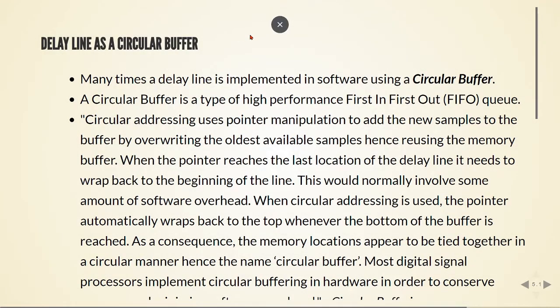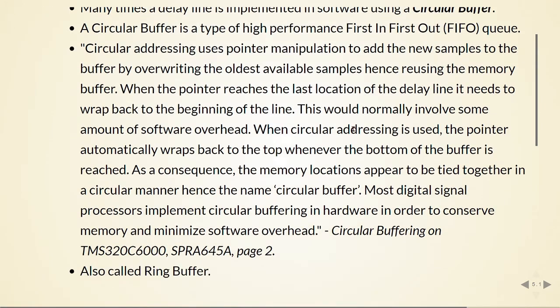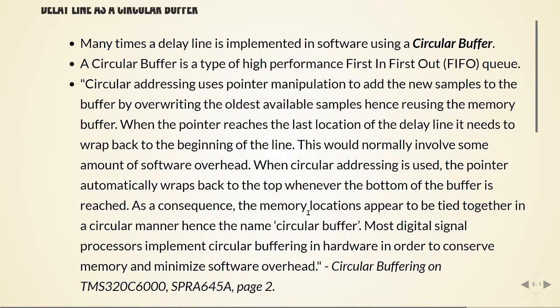So a delay line is often implemented in software using a circular buffer. A circular buffer can be seen as a type of high performance FIFO queue, a first in, first out, and it's also called a ring buffer. We can see this definition of circular buffering on this data sheet from another processor by Texas Instruments. The circular buffer uses pointer manipulation to add new samples to the buffer by overwriting the oldest available samples, reusing a memory buffer.